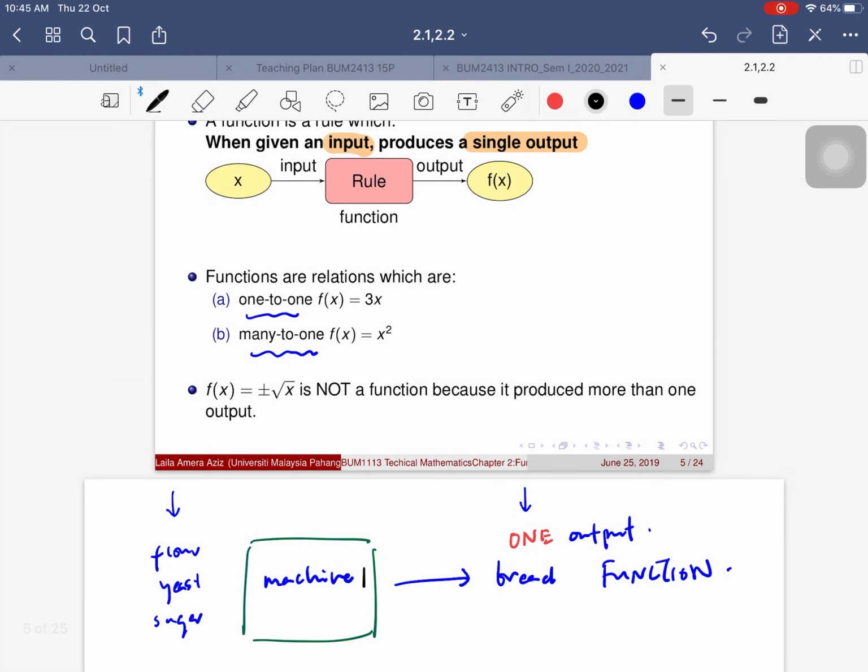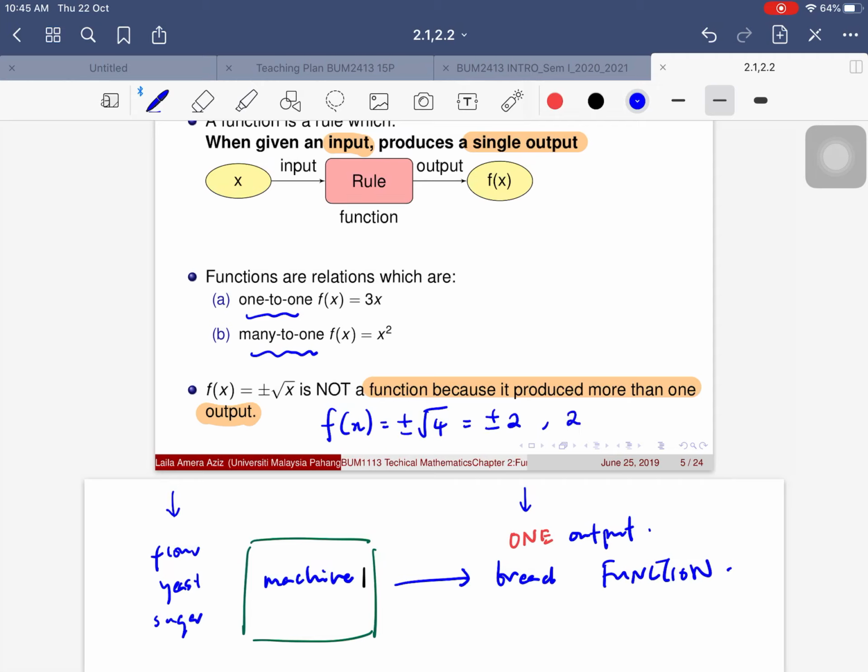But remember I told you a function cannot produce more than one output. What happens in this case is, for example, if I have f(x) = plus or minus the square root of 4, I will have plus or minus 2. So it could be two values.